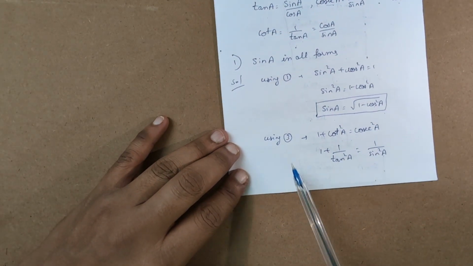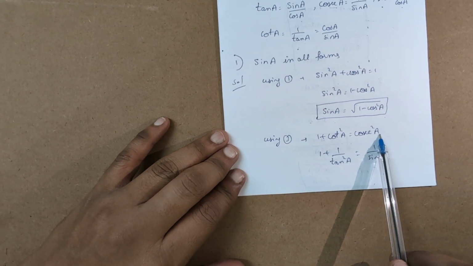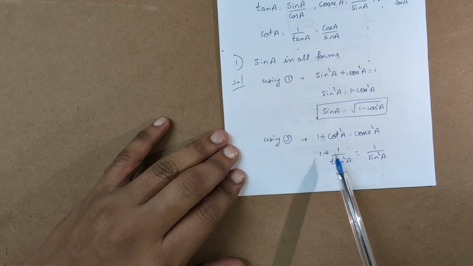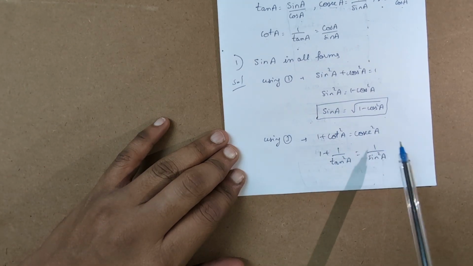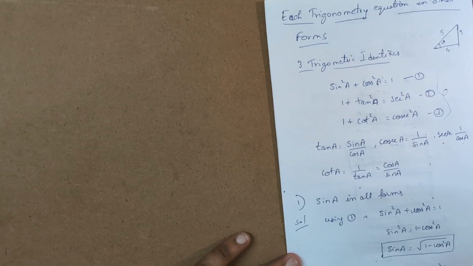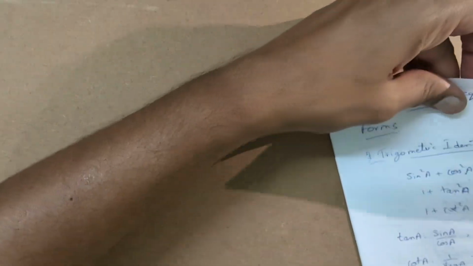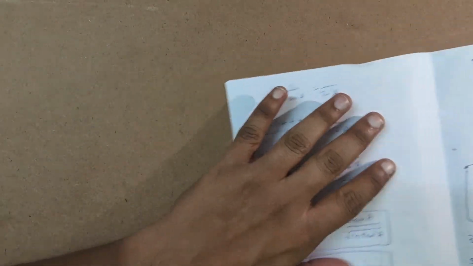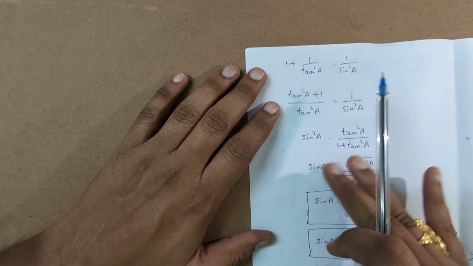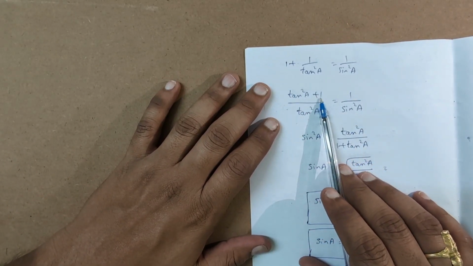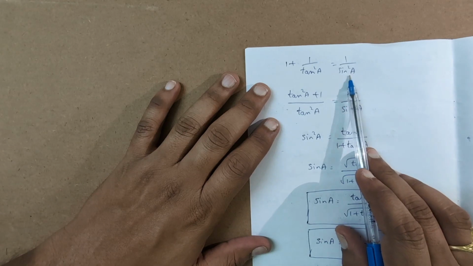Okay, so using 3 here: 1 plus cot square A equal to cosecant square A. Cot A, I know, is 1 by tan A. So 1 plus 1 by tan square A equal to cosecant square A, which is 1 by sin square A. What I want is sine A in terms of tan A.